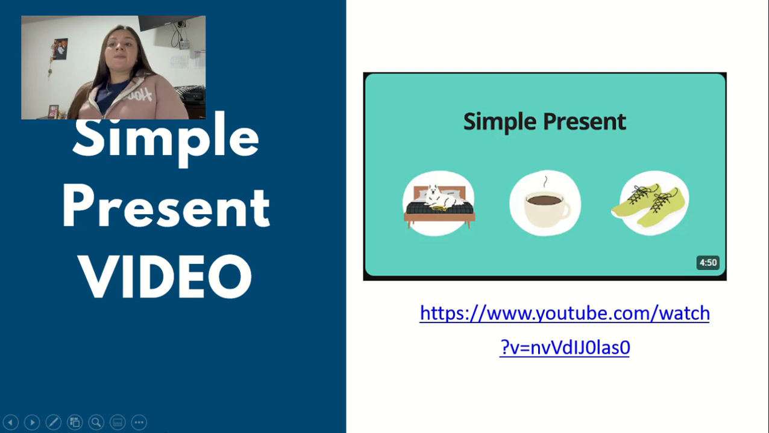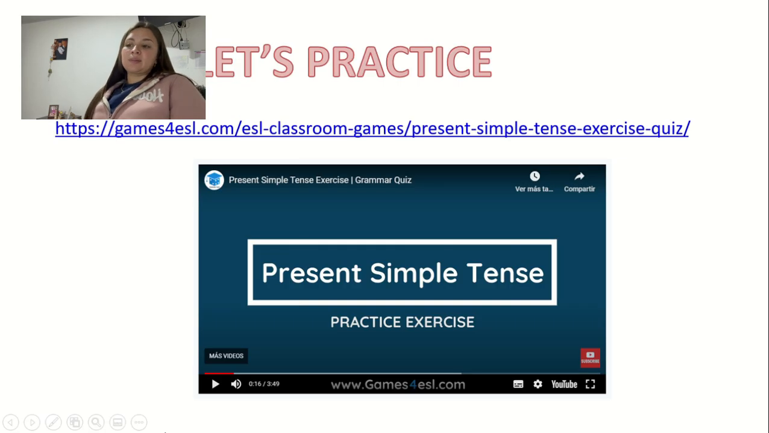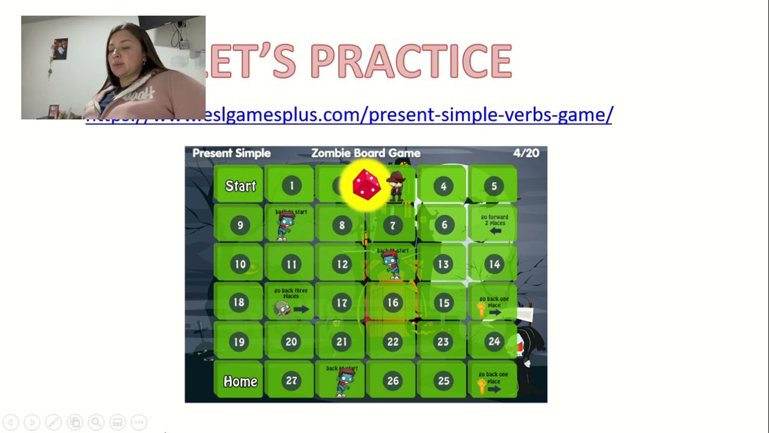the understanding, we are going to watch a video about the simple present, and we are going to watch a video about verbs. Okay, so in that practice part we are going to watch a video where the students have the opportunity to choose, to answer, to have an interactive activity. And in the part of practice, as I said before, we are going to do a lot of activities to reinforce that knowledge.